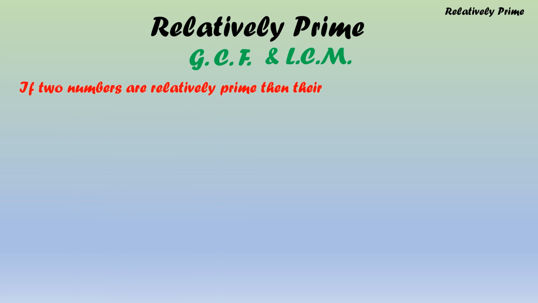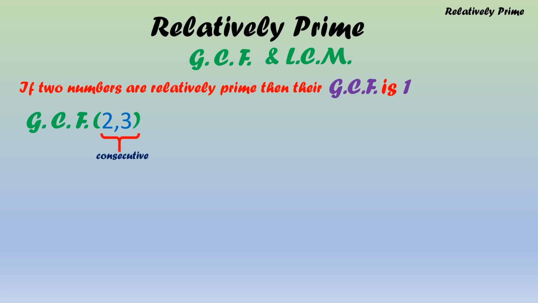Now we learn how to find the greatest common factor and the least common multiple of relatively prime numbers. If two numbers are relatively prime, then their greatest common factor is equal to 1. Let's take some examples. Here we have the greatest common factor of 2 and 3. 2 and 3 are two consecutive numbers, so they are relatively prime. Their greatest common factor is equal to 1.